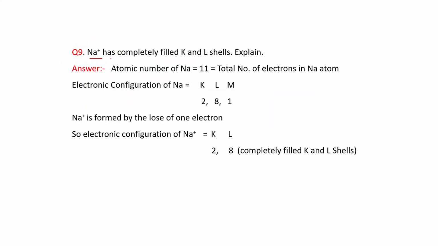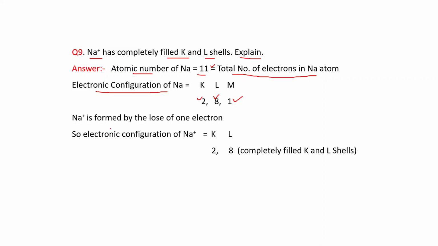Na plus has completely filled K and L shells. Explain. We know the atomic number of Na is 11 and this atomic number is equal to the number of protons, and the sodium atom is neutral. That's why we can say the total number of electrons in a sodium atom is also 11. And if we know the number of electrons or the atomic number, we can write its electronic configuration. In the K shell 2 electrons, in the L shell 8 electrons, in the M shell 1 electron.